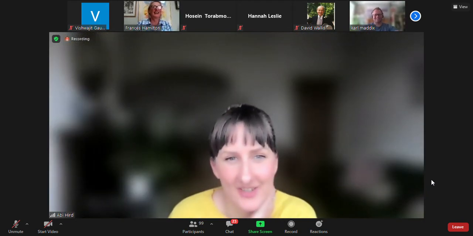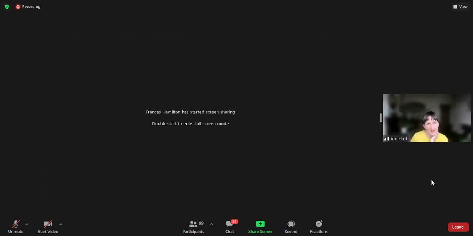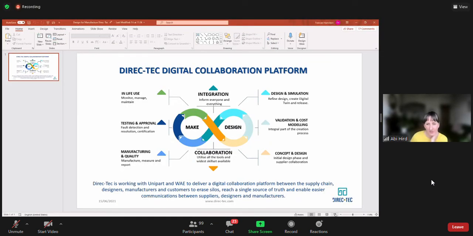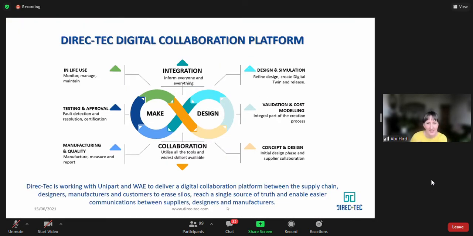So, Francis is the founder at Direct Tech, who are specialists in data engineering. And they've worked with Unipart to deliver this digital collaboration between the supply chain, the designers and manufacturers. And they really can you see that? Yes.